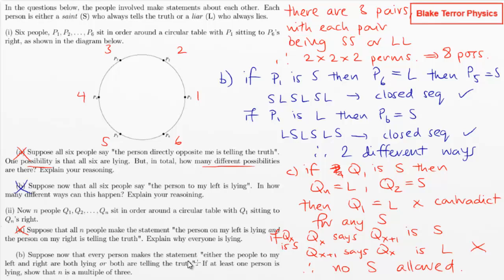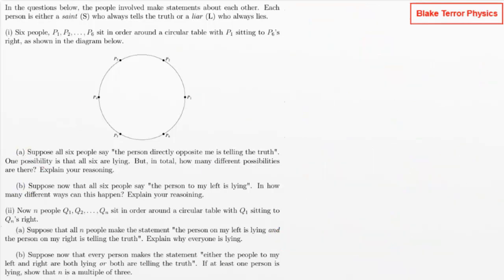Excellent. Last part. Suppose now that every person makes the statement, either the people to my left and right are both lying or both are telling the truth. If at least one person is lying, show that n is a multiple of 3. Oh, I need a new sheet for this then. Suppose that every person makes the statement, people to my left and right are both lying.